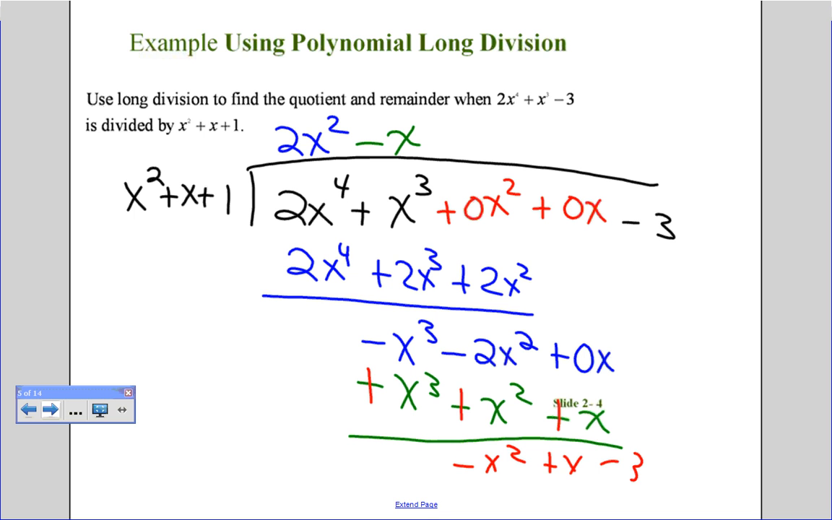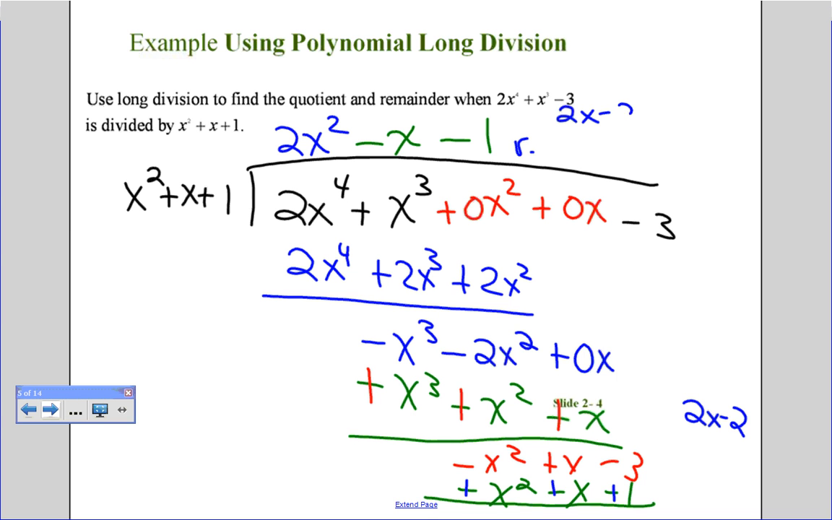Bring down the minus 3. Final step, x squared goes into x squared minus 1 times. So we get minus x squared, we get minus x, and we get minus 1. Subtract. Again, I'm going to use the reversing the signs trick and add, and what we end up with when we add is a remainder of 2x minus 2. So that's our remainder, 2x minus 2, which we can write as a fraction, 2x minus 2 over x squared plus x.